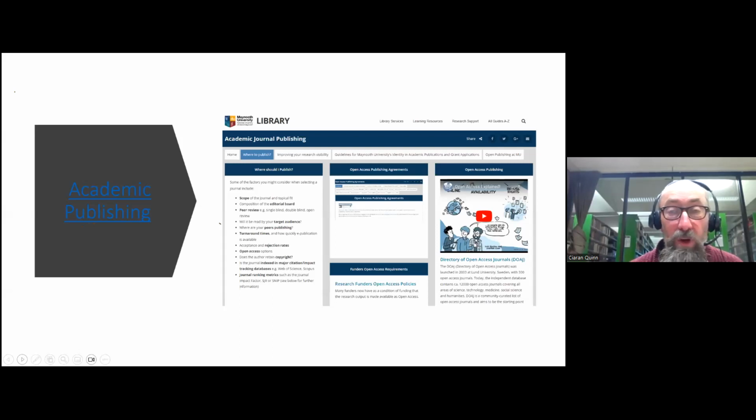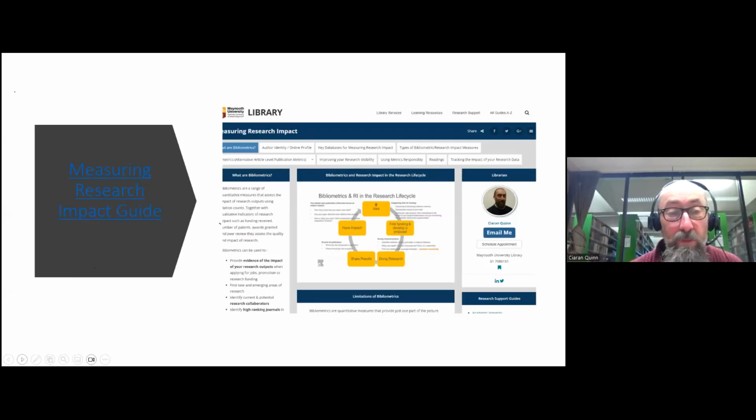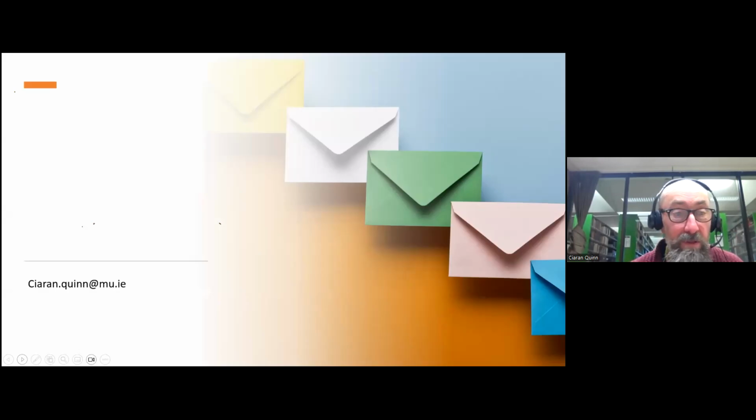Just to point out, I have a few guides on this. The links are there in the slides as well, which I'll be circulating, but you'll find them in the guides and tutorial section of the library page as well in research support. So I have one there on academic journal publishing where I look at visibility, where to publish, Maynooth guidelines, and then open publishing at Maynooth. I also have one on measuring research impact as well. So you can have a look at that, and I have bits in there on alternative metrics and citation tracking as well.